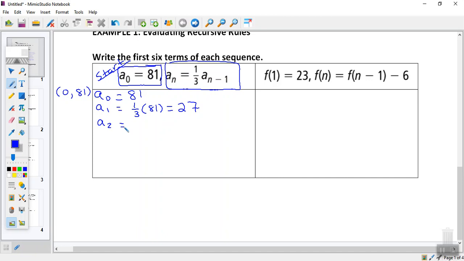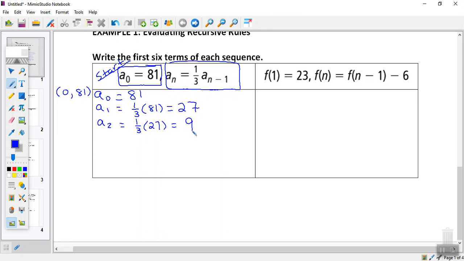The second term, a of 2, is going to equal 1/3 of a of 2 minus 1. What is 2 minus 1 here? 1. So isn't this like the first term then? Or a of 1 here? Well, what was a of 1 equal to, kids? So won't a of 2 equal 1/3 of what we had prior? So 1/3 of what? Okay, now hear me out on this. What is 1/3 of 27?